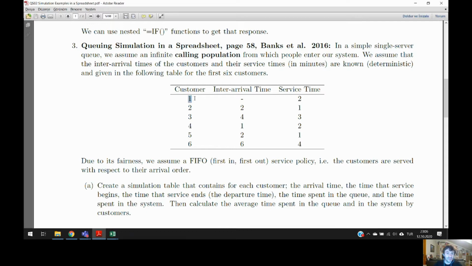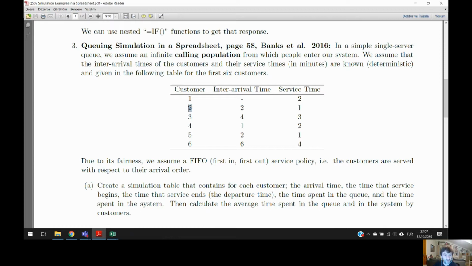So the first customer does not have any inter-arrival time. So this means the first customer is just going to arrive as we start to observe the system. And the second customer is just going to arrive 2 minutes later than the first customer. So here you learn this inter-arrival time concept for the first time. What does that mean? So the people are going to arrive at the system with some duration between each arrival. So inter-arrival time means the time between the consecutive arrivals. So the time between the second customer's arrival and the first customer's arrival will be 2 minutes.